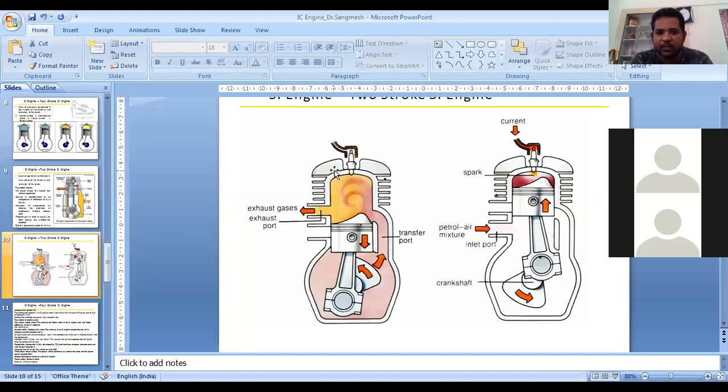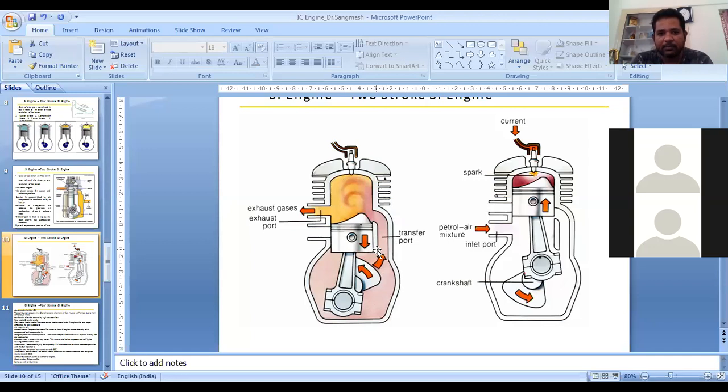There are three different ports. One is the intake port, which you are able to see here, and the second one is the exhaust port. The other one, on the right side, is a passage created from the crankcase to the cylinder. This is what we call the transfer port.